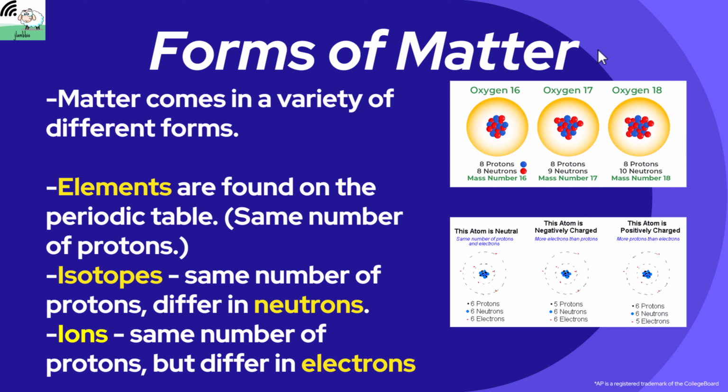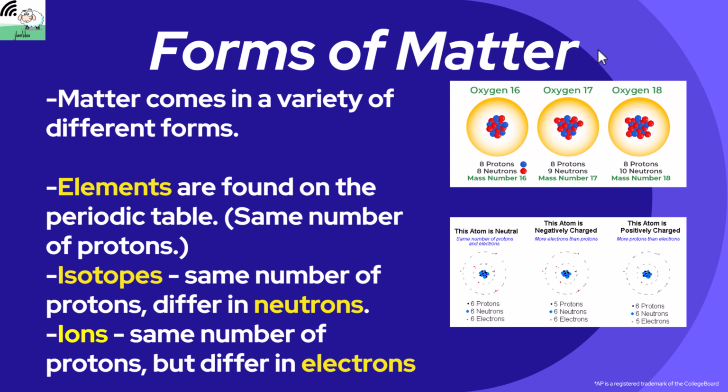If I were to look at a sample of nitrogen, for example, all of the atoms of nitrogen are going to contain the same number of protons. That is the distinguishing characteristic between different elements on the periodic table: the number of protons present in them. So all nitrogen atoms will have 7 protons, all oxygen atoms will have 8 protons, fluorine, 9 protons, etc.